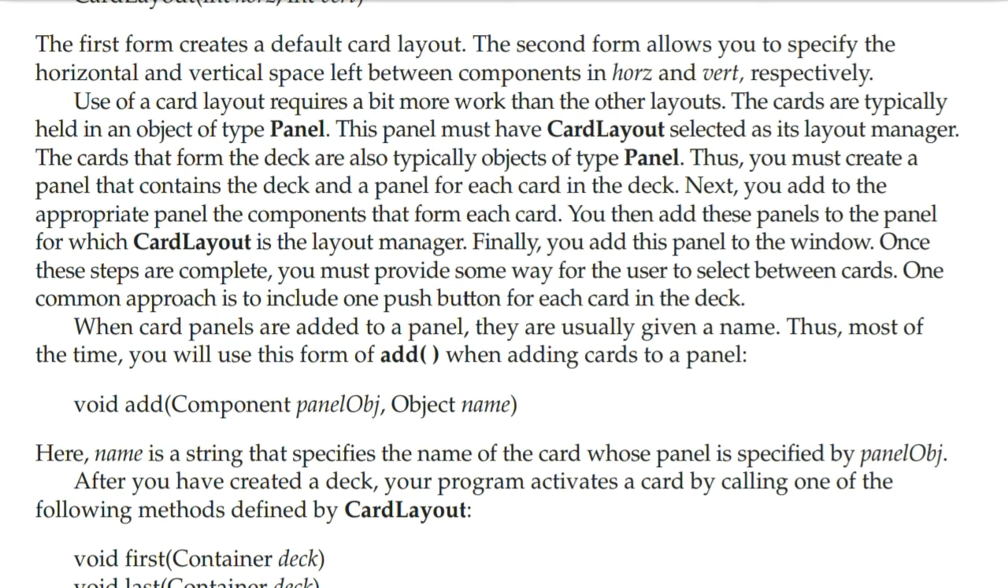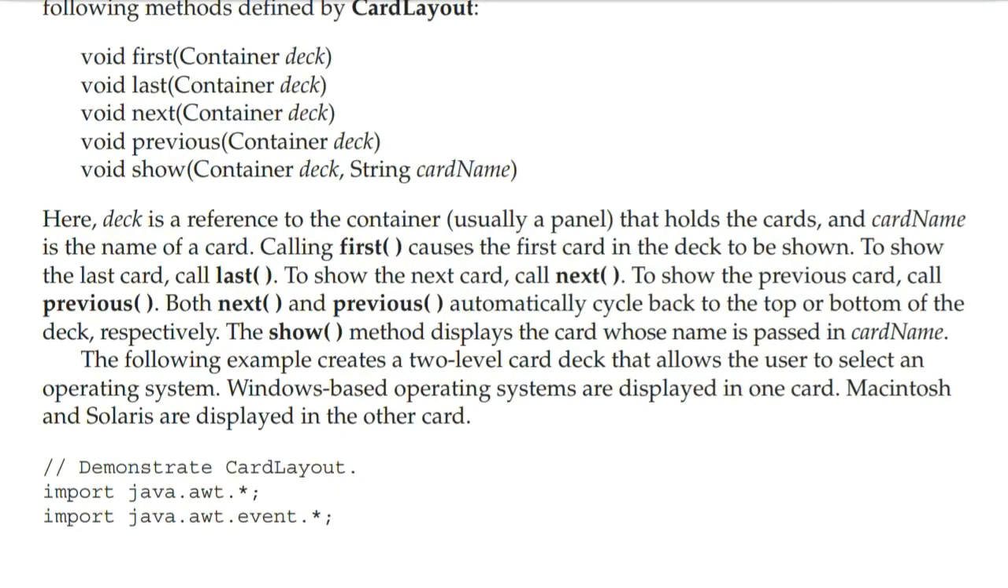After you have created a deck, your program activates a card by calling one of the following methods defined by CardLayout: void first(Container deck), void last(Container deck), void next(Container deck), void previous(Container deck), void show(Container deck, String cardName). Here, deck is the reference to the container, usually a panel, that holds the cards, and cardName is the name of a card.